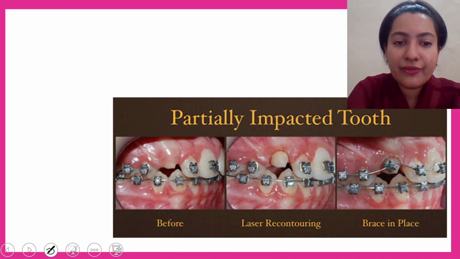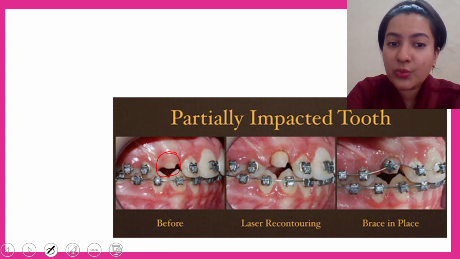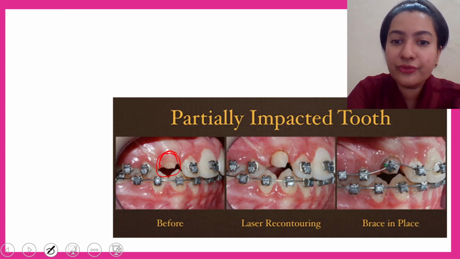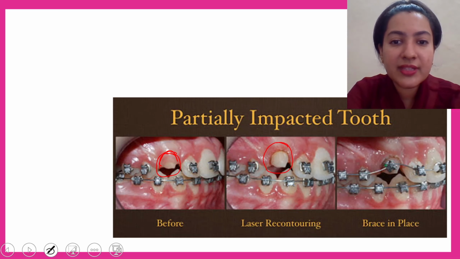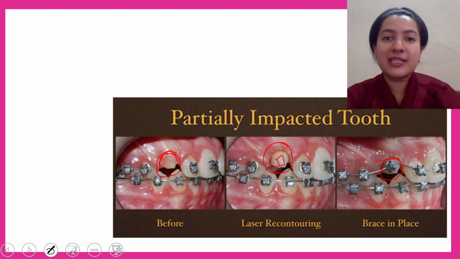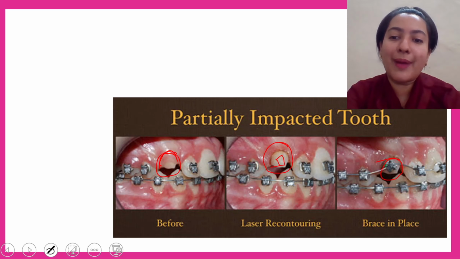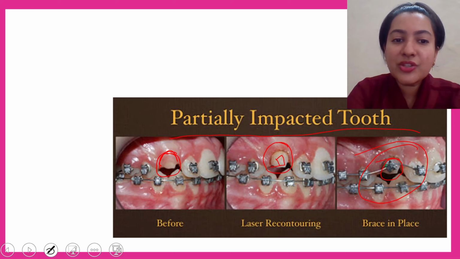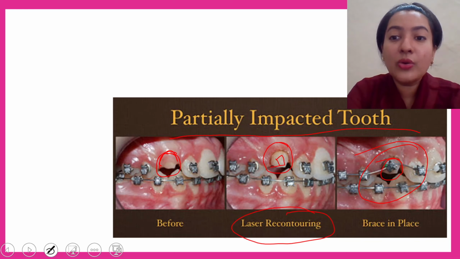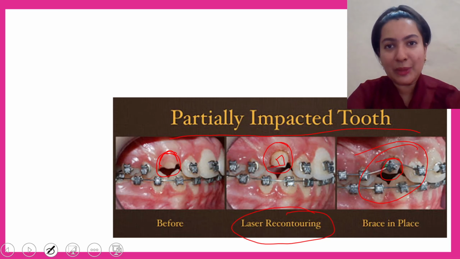Next, see, before my canine was not visible. With the help of laser, recontouring was done where a portion of gingiva was removed from here. As a result, my crown portion became visible. Because my crown portion became visible, I had space to bond an orthodontic bracket. So my orthodontic bracket could be placed here. Because of placement of the bracket, I can pull the tooth out and back into the arch. Okay, so this was a partially impacted tooth which has been brought into the arch by laser recontouring, thereby giving me space to put up my bracket.